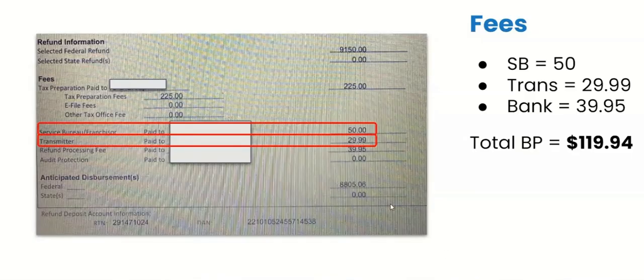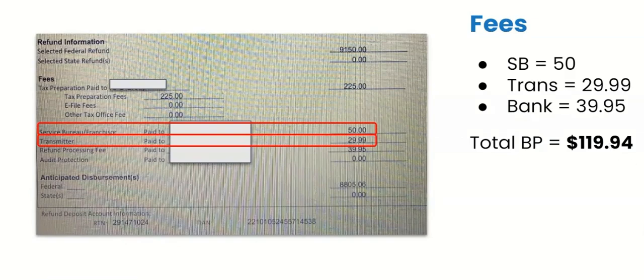So these two line items here, service bureau fee $50, transmission fee of $29.95, plus the standard bank product fee of $39.95, it goes to the service bank. That means that this office, their customers are paying $119.94 to use a bank product.